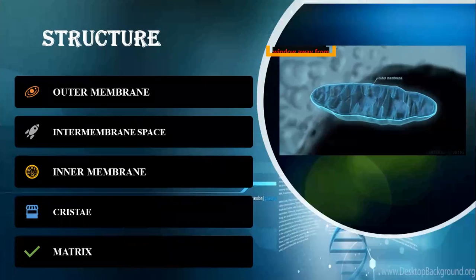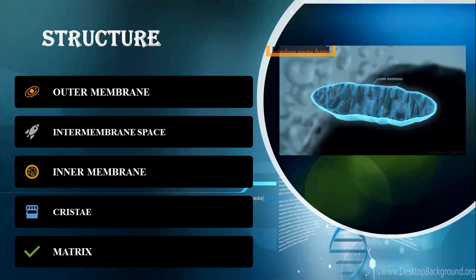The main structure of mitochondria. The structure of mitochondria includes the following components. First component, outer membrane. Second component, intermembrane space. Third component, inner membrane. Next, cristae. Next component, matrix.